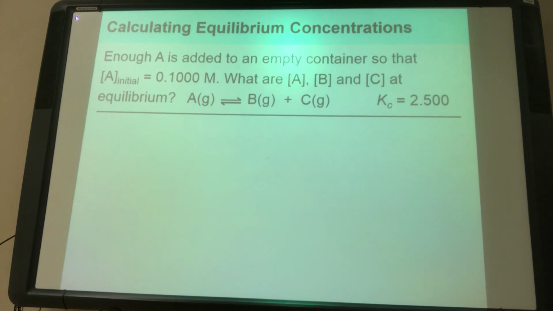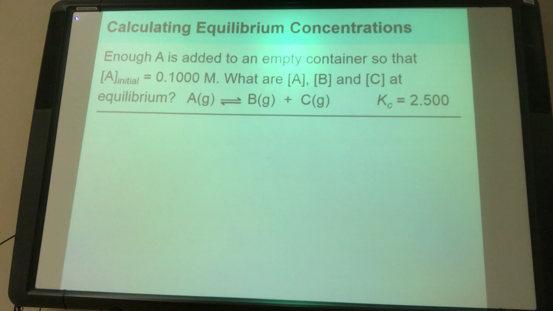Let's keep trucking through our problems. So let's do the next problem. This one says enough A is added to an empty container so that the initial concentration of A is 0.1 molar. What are A's concentration, B's concentration, and C's concentration at equilibrium?